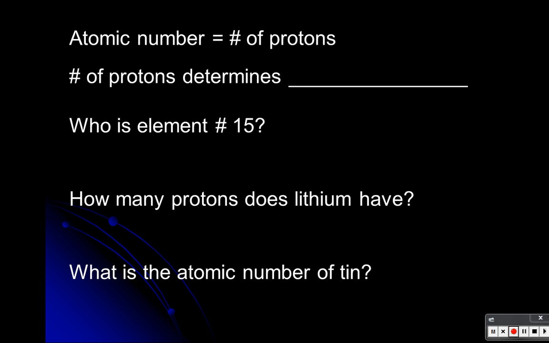So, using your periodic table, pause after each of these questions, or you can pause right now and write these down. But see if you can figure these out. So the atomic number is the number of protons, and the number of protons determines which element it is. So helium has 2 protons. Its atomic number is 2. If you look on your periodic table, you'll notice number 2 is helium.